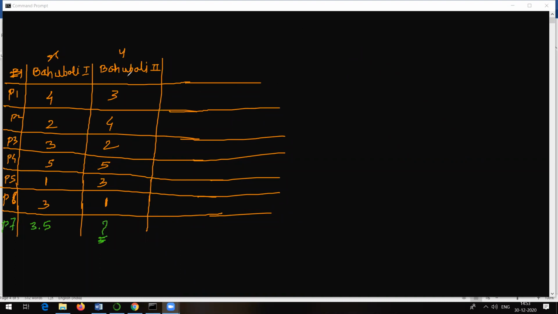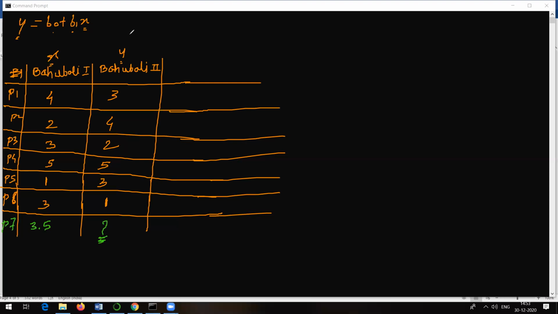Now let me continue. If person 7 gives 3.5 as the rating for Bahubali Part 1, what will be his rating for Bahubali Part 2? As I told you, we are going to make use of the equation of a straight line. Y is equal to b0 plus b1x is the equation of a straight line, where b1 is the slope and b0 is the y-intercept. Now, if we want to get the value of y and x, that means we need to get the value of b1 and b0.